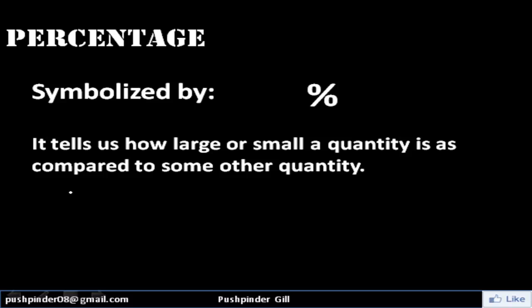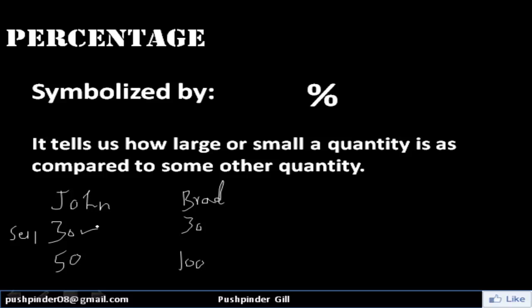Now let's suppose there are two persons who are selling oranges, right? Let's suppose John has 50 oranges and he's able to sell 30 oranges. So he had a total of 50 and he was able to sell 30 oranges. Similarly, let's suppose there is Brad here who also sold 30 oranges. However, he had 100 oranges with him. So if you look at the quantity wise, both of them sold 30 oranges, that's fine. That means they sold an equal number of oranges. However, if you look at the percentage over here, John sold 60% of the oranges that he had and he sold only 30% of the oranges that Brad had.